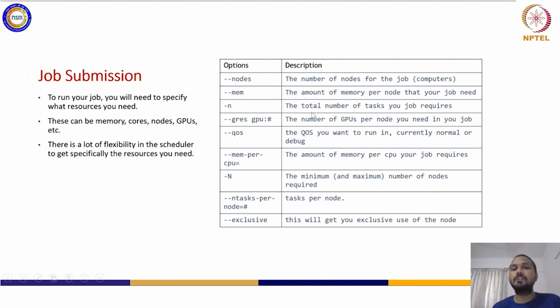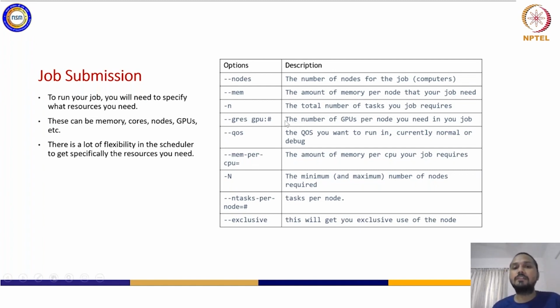You can ask for the number of parallel tasks that you're going to run. If you know you have a task which can utilize only 4 cores, you can say I need one node, and within that node I need only 4 cores. If your node has 16 cores, it will take away those 4 cores and give them to you, while the rest will be free for somebody else to use.